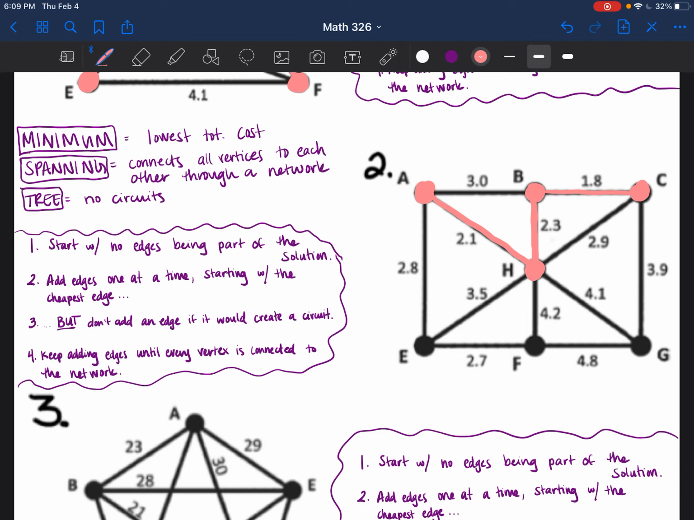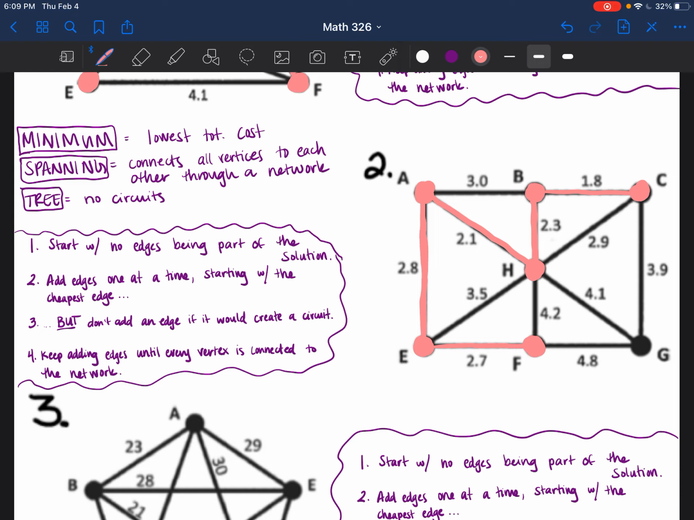And then we have 2.9, 2.7, or 2.8. So let's go ahead and add 2.7. And it's okay that it's not touching. We will connect it eventually. So after 2.7, we can go to 2.8. Very good. That connects our network.